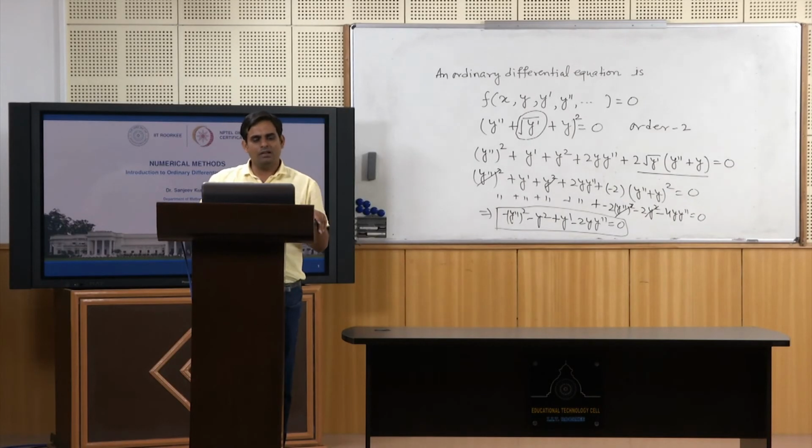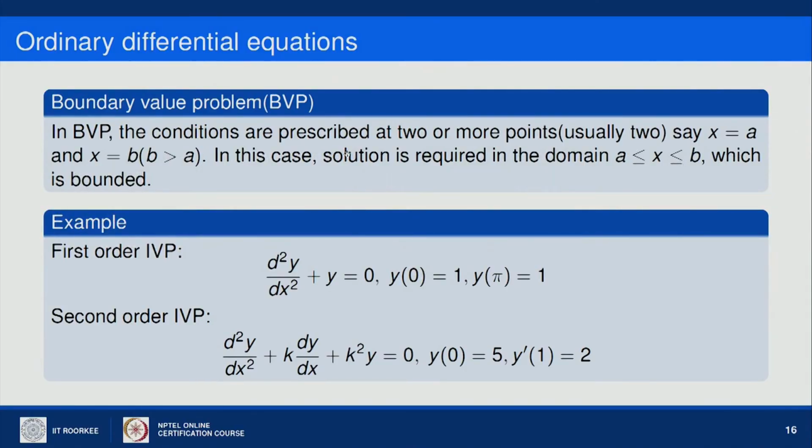On the other hand, in boundary value problems, the conditions are prescribed at 2 or more points, usually at 2, say x equals a and x equals b, where b is always greater than a. In this case, the solution is required in the domain x belonging to the closed interval a to b, which is bounded. So, if I take this second order differential equation, d2y over dx square plus y equals 0, and here the domain is the closed interval from 0 to pi, then y(0) equals 1 and y(pi) equals 1.